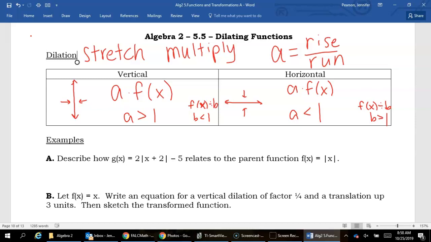So, letter A, I see 3 things happening. On my function g of x, 2 times the absolute value of x plus 2 minus 5. The times 2 in the front is a vertical dilation. Because that number is bigger than 1, it's going to stretch my absolute value graph taller. So I'm going to use the technical term, vertical dilate. You can also just say stretch tall. It means the same thing.